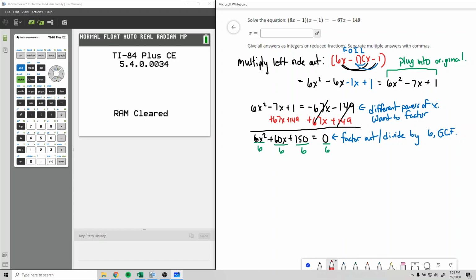And so on the left side, the 6 and the 6 go away, and we got x squared. 60 divided by 6 is 10, so we got plus 10x. And then 150 divided by 6 is actually just 25. So it works out perfectly. Equals 0 divided by 6 is 0.